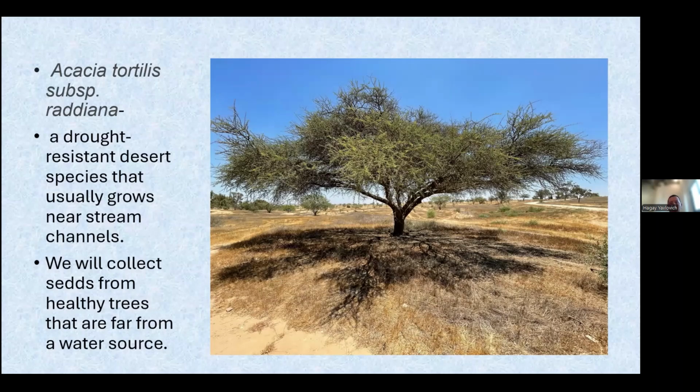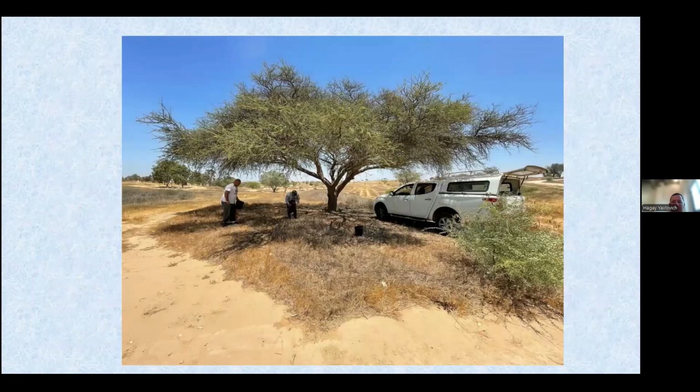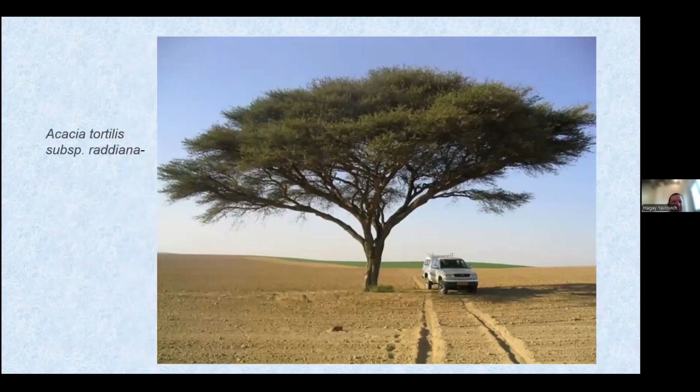Okay, but we look for trees that are much farther from the streams, and we take the seeds only from those trees. Because if we see trees that are far from the streams and the trees still look good, then we are sure that those trees have a very good genetic source. And we'll speak more about this in the next few slides. So we can see here the guys collecting the seeds from this tree, and another nice tree of the Acacia raddiana.